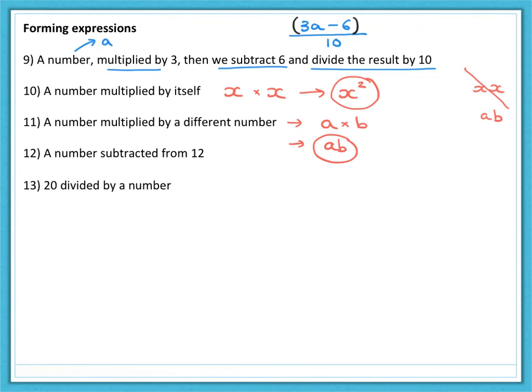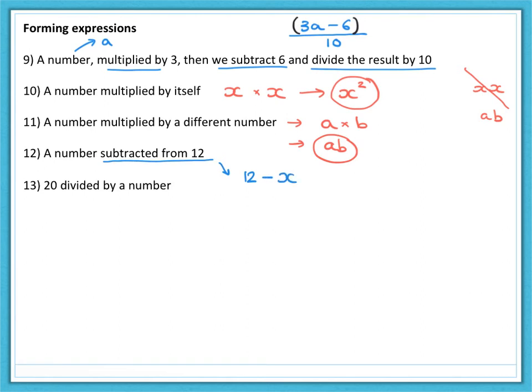Number 12, a number subtracted from 12. Now, watch the wording here carefully. A number subtracted from 12. So it's not a number subtract 12, it's being subtracted from 12. So it needs to be 12, take away the number, which I'll call x.